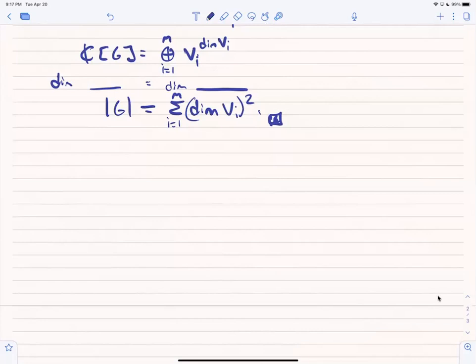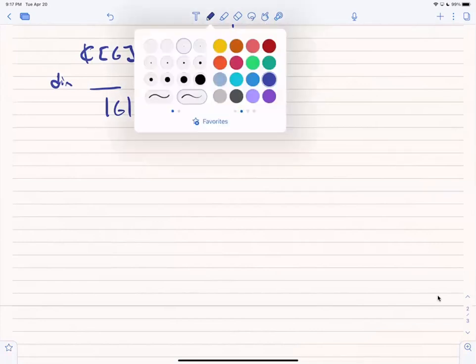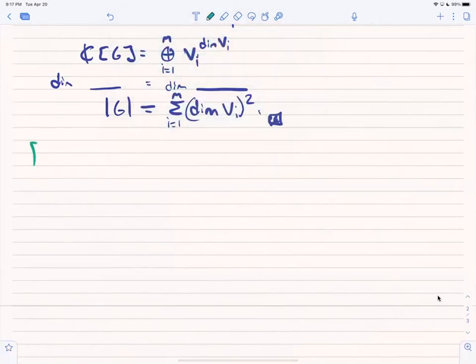Good. So let's do the proof of the theorem, and we're going to split it up into two steps. The first thing I want to do is prove orthonormality for the characters.